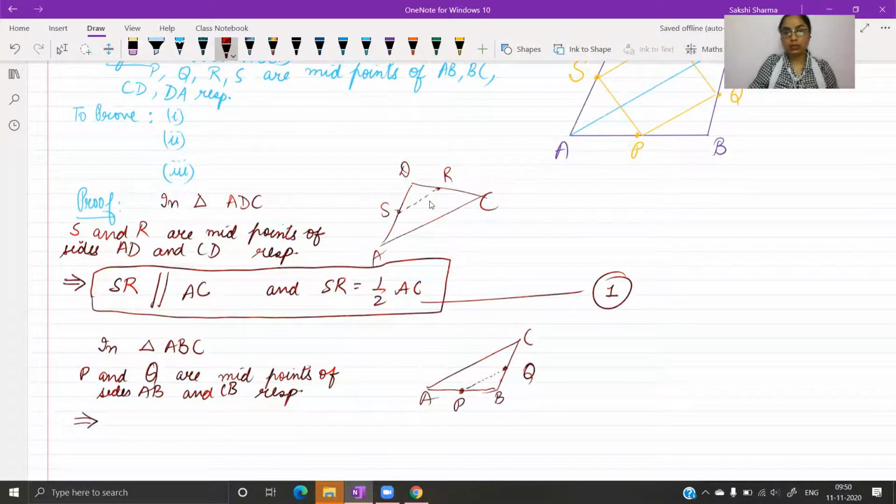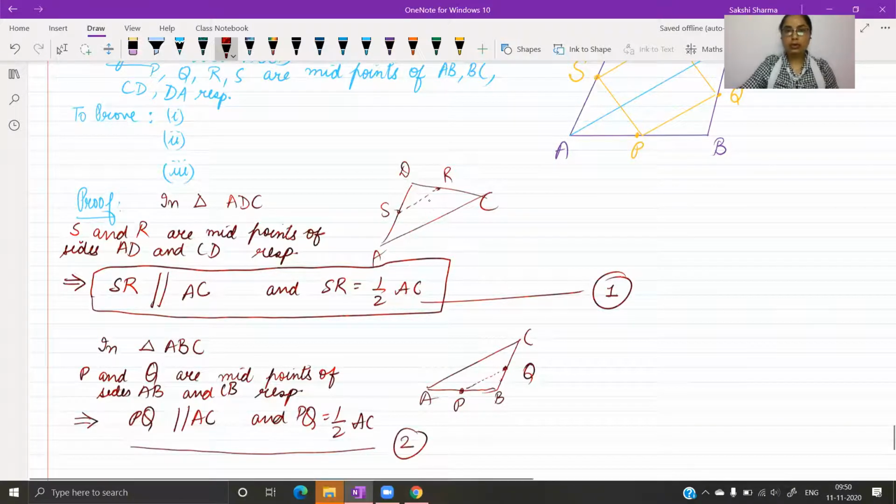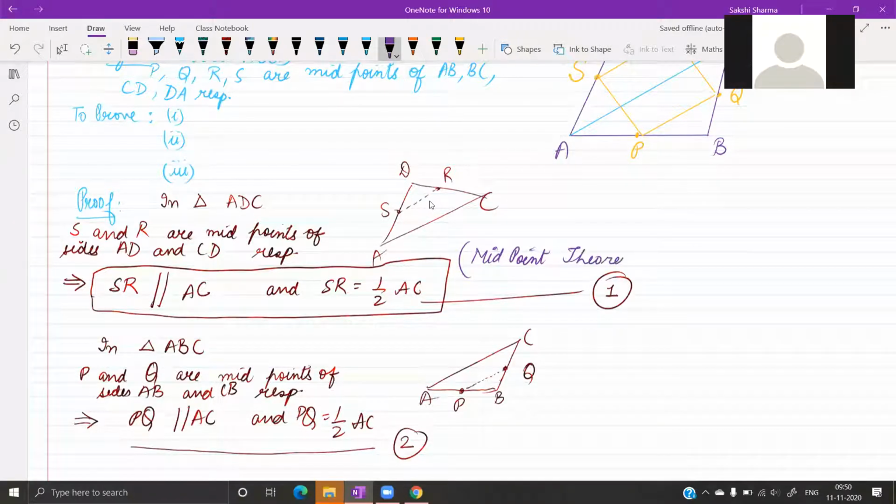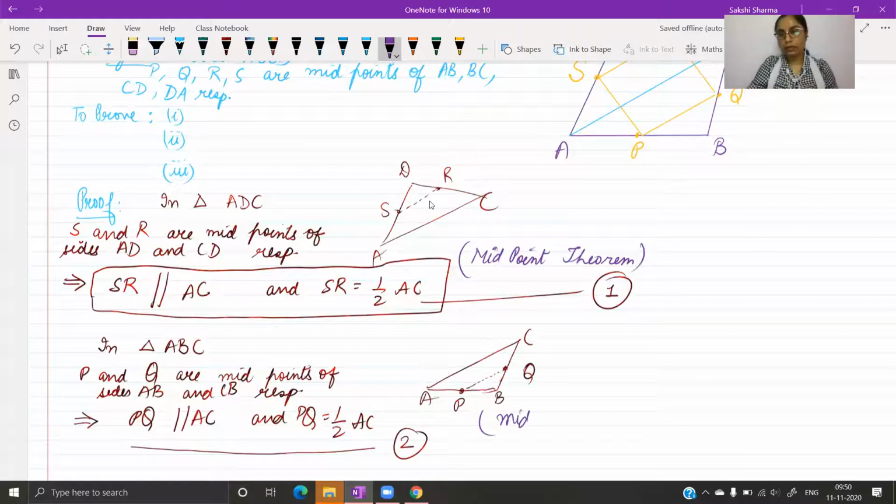This will help us conclude that PQ is parallel to AC and PQ is equal to half of AC, and mark this as 2. I did not write down the reason, so I'm going to go back and write down this is midpoint theorem. This also was obtained by using midpoint theorem. If you look at the parts that you need to prove, I think the first is already done here. When we obtained the first relation here, this proves your first part.